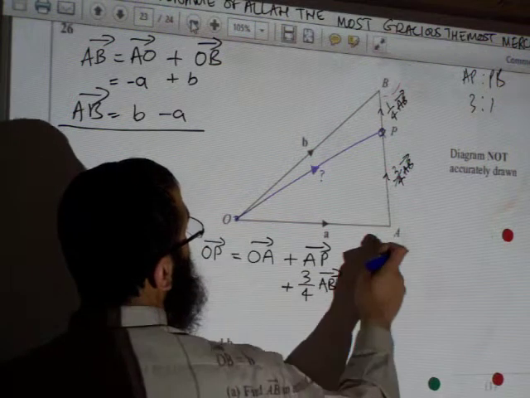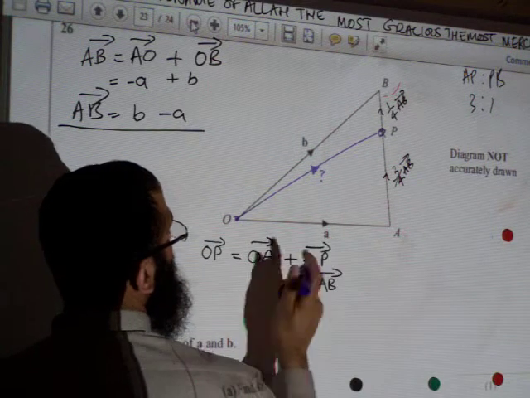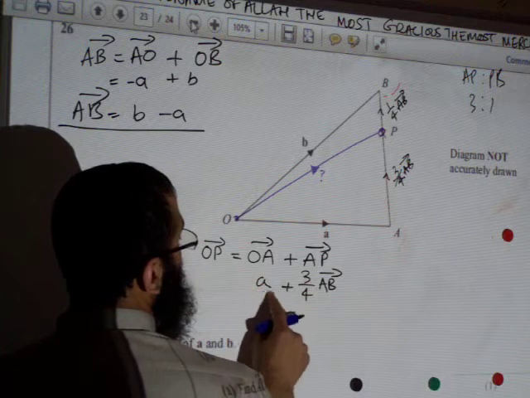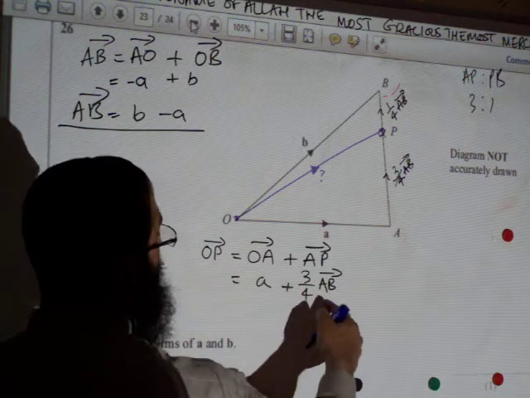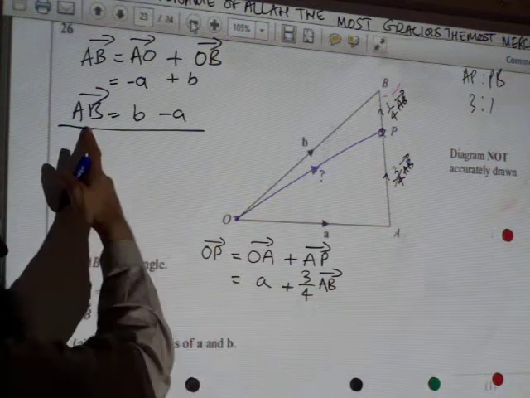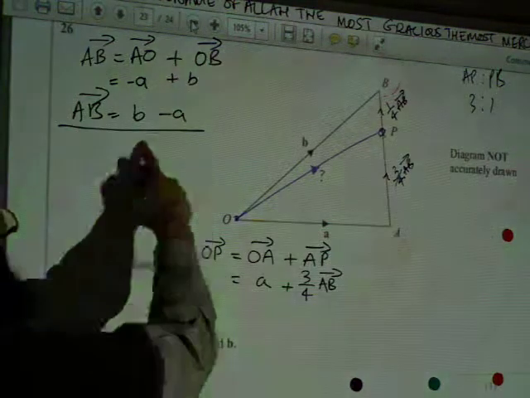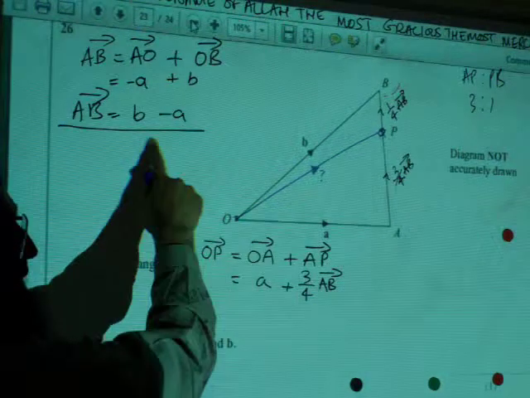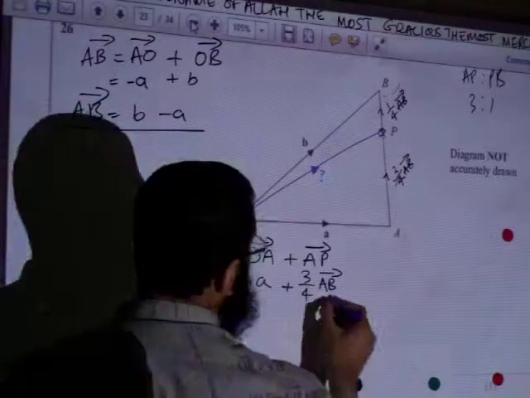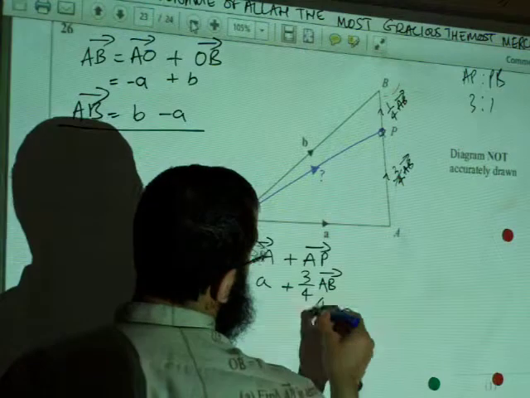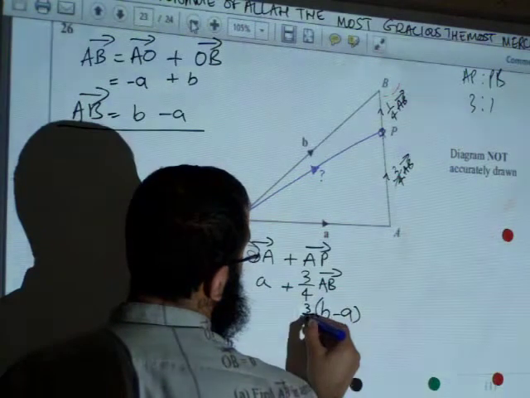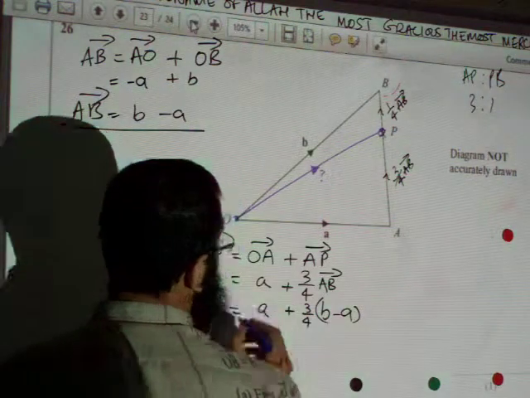Yeah. What is O to A? O to A is A. So that's already vectorized now. Okay, now A to B. What is A to B? What's A to B, folks? Minus A plus B, or B minus A. Okay, B minus A.